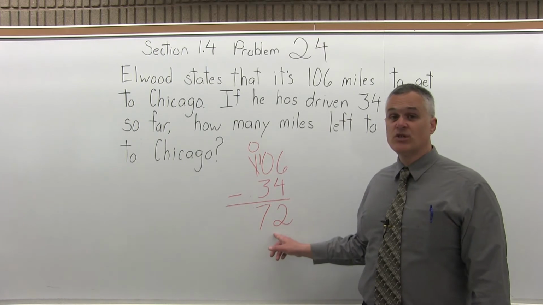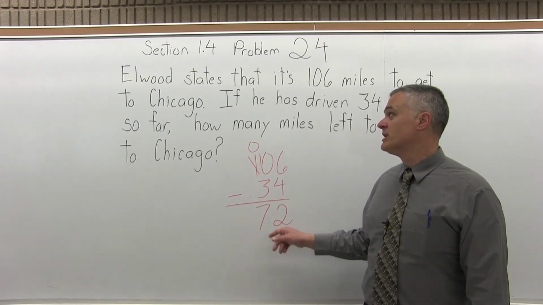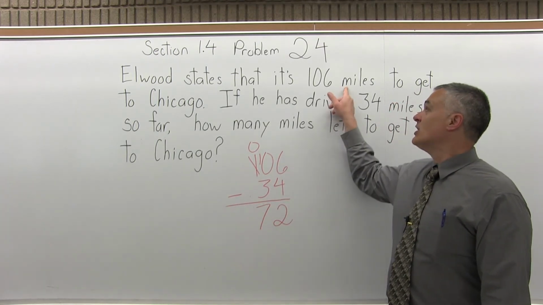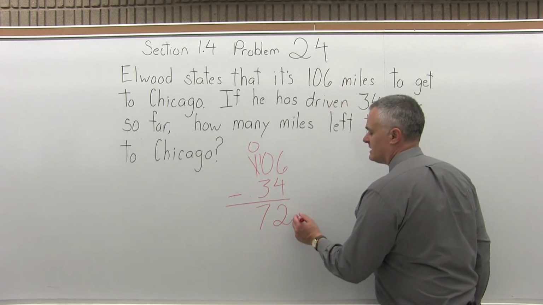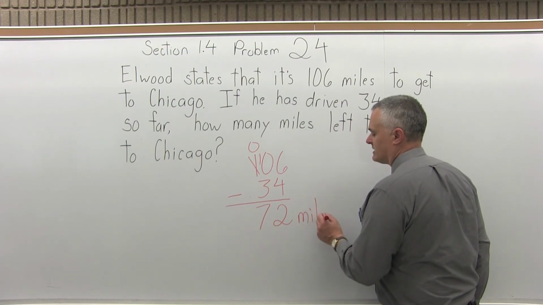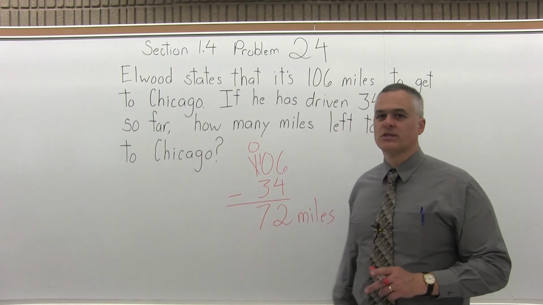So the answer is 72, but since this is an application problem and includes units of measure, you should have the same units of measure in your answer. So it's not just an answer of 72, it's an answer of 72 miles. So there's 72 more miles to go for Elwood to get to Chicago.